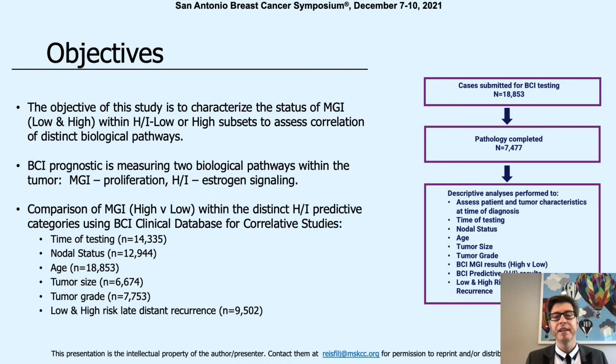To address this, they used the different components of the breast cancer index, and it has two components: the molecular grade index, or MGI, that relates to the expression levels of proliferation-related genes, and the HI ratio that relates to estrogen receptor-related genes. And they performed this analysis using the BCI clinical database for correlative studies. They included 7,477 patients. This database contains over 50 different clinical pathologic parameters and also genomic and genetic markers.